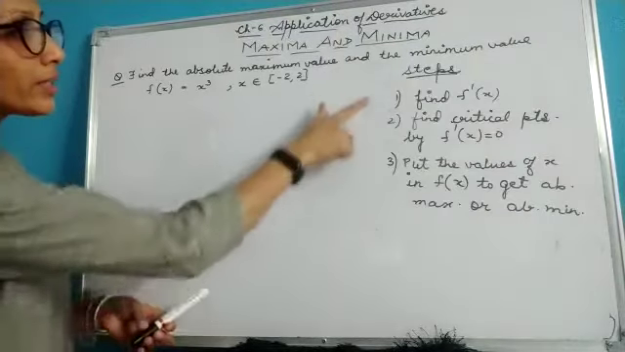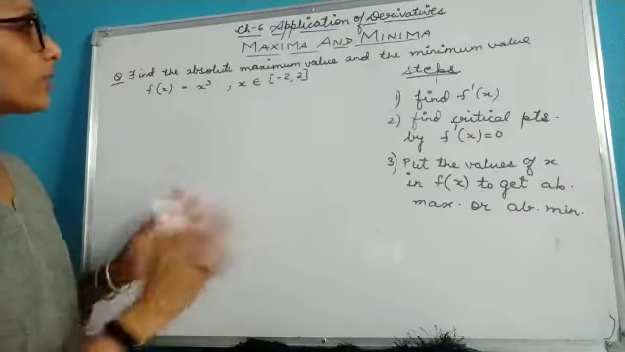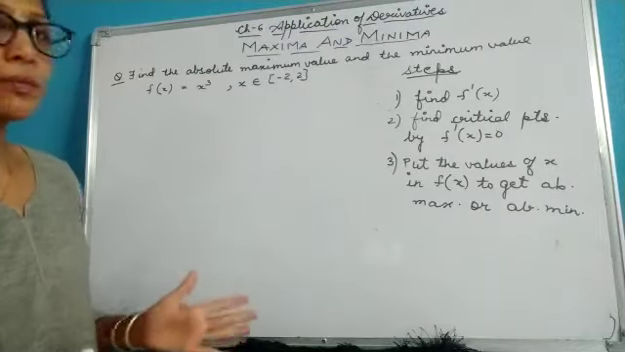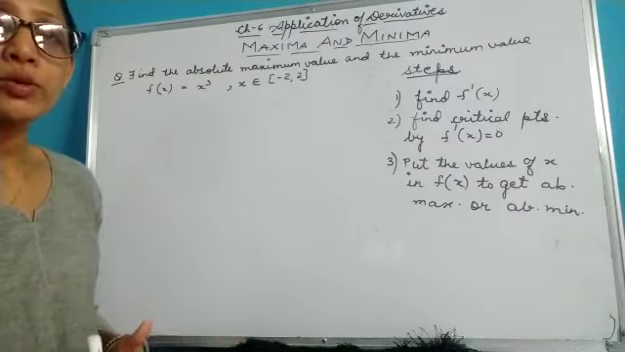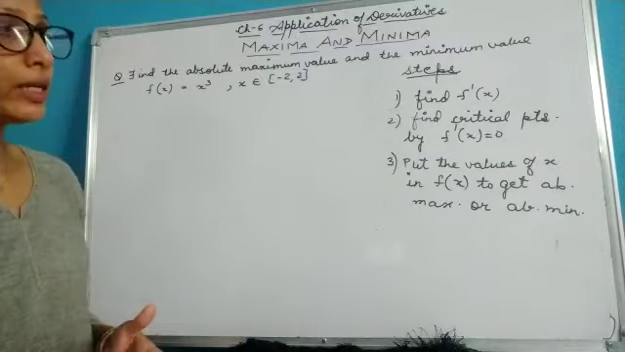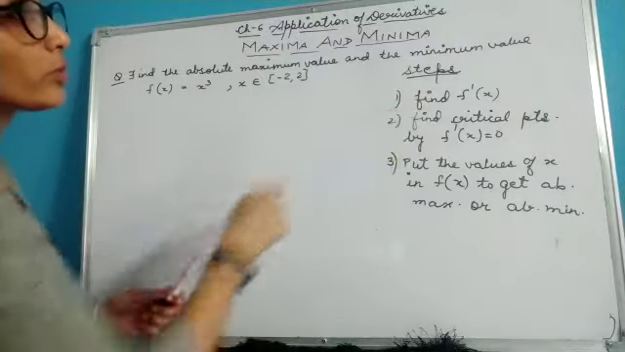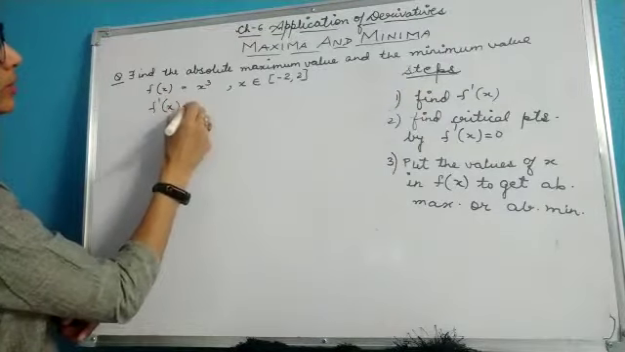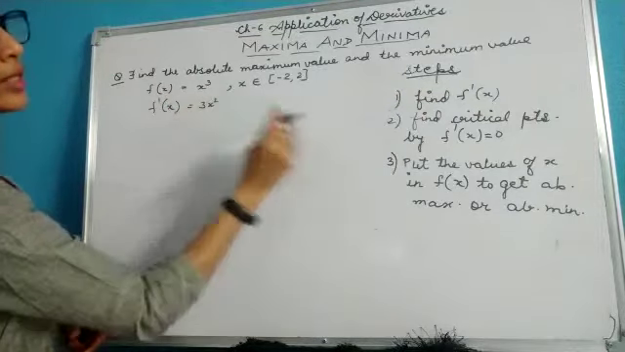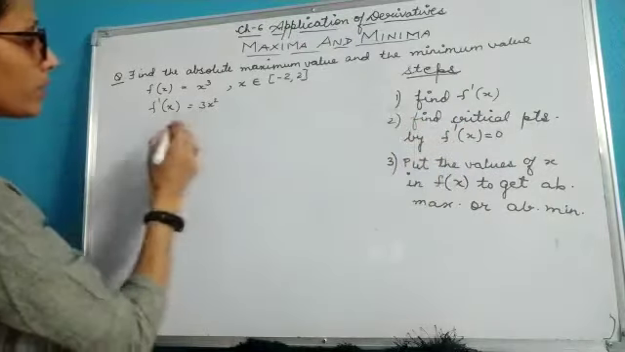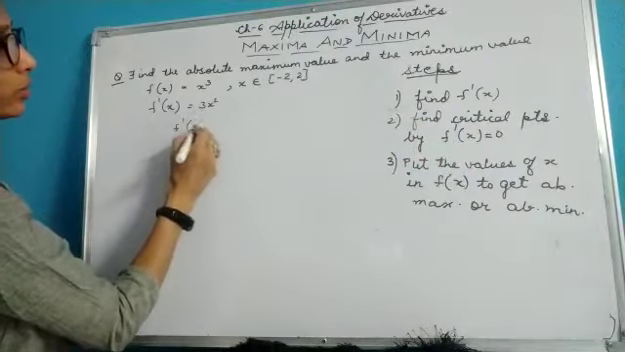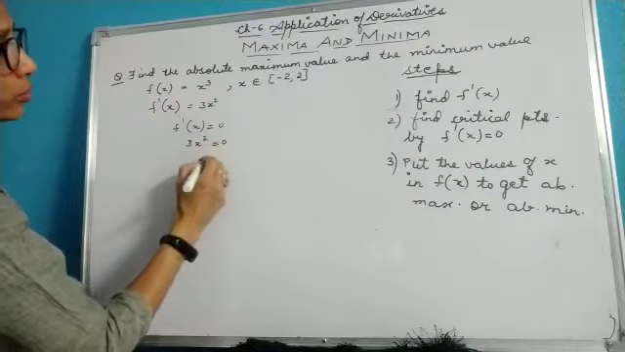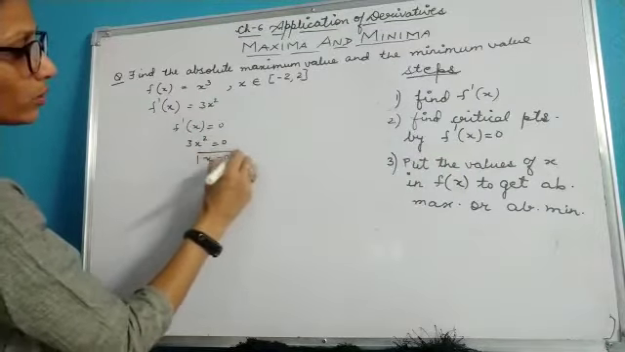Children, these are the steps you need to follow when you are calculating absolute maximum and minimum value, or simply the maximum and minimum value on any closed interval AB. So here first of all you need to find out f dash x. So let us calculate f dash x. This will be your 3x square. Now find the critical points by putting f dash x equal to 0. That means you need to put 3x square equal to 0. So here you will be getting x equal to 0.